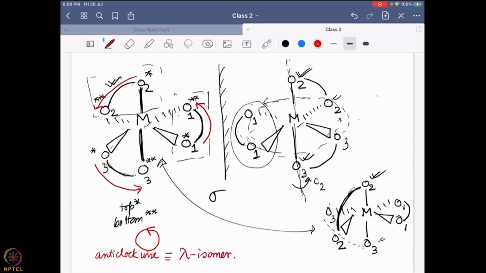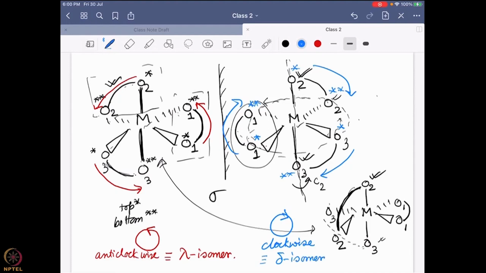On the other hand, if you look at this molecule over here, this is the top, this is the bottom, this is the top, this is the bottom, this is the top, this is the bottom. Now which direction is it moving? All of them are moving in the right-hand direction, so it is a clockwise movement. A clockwise movement is known as the delta isomer.